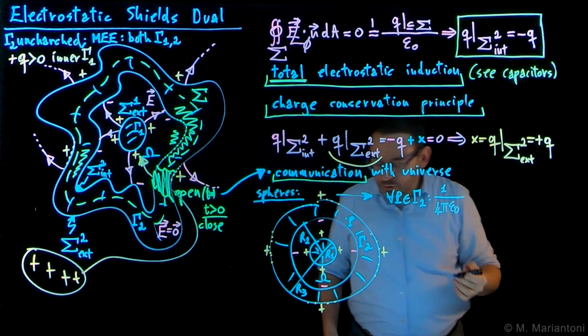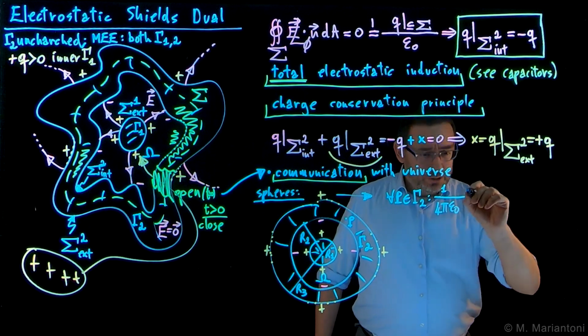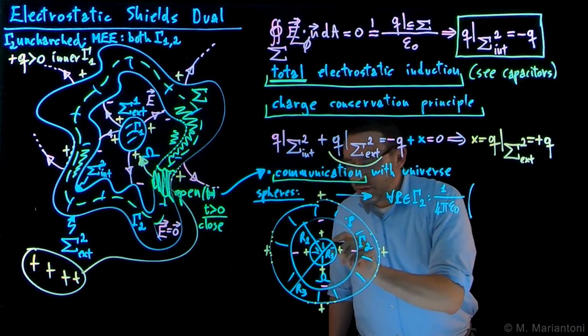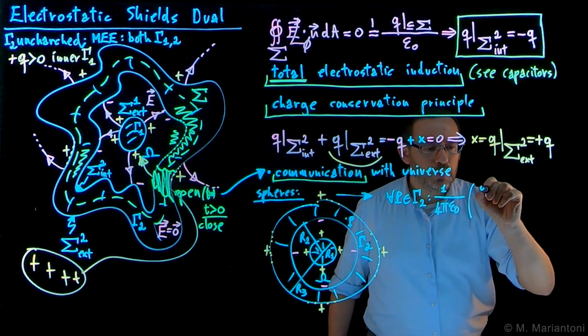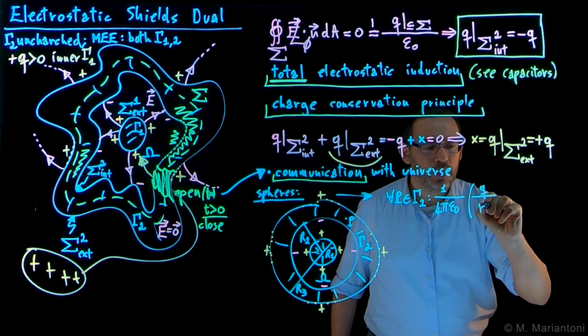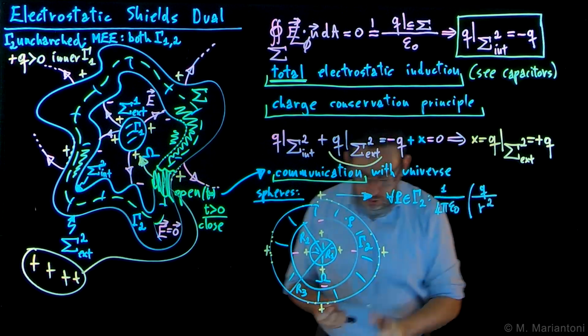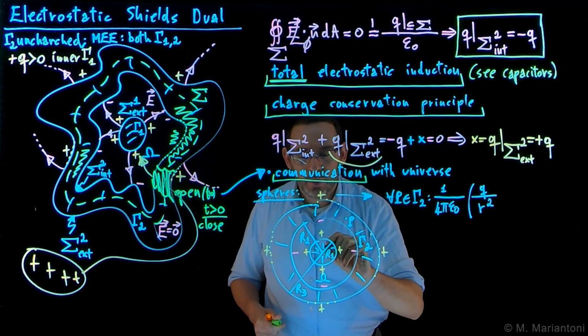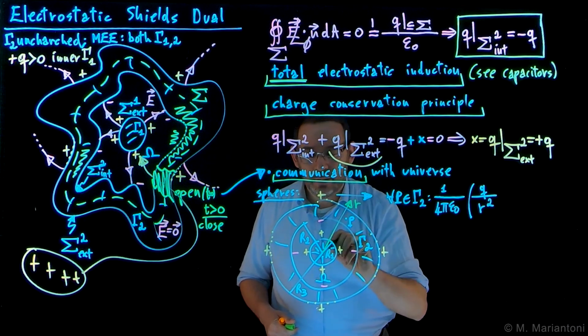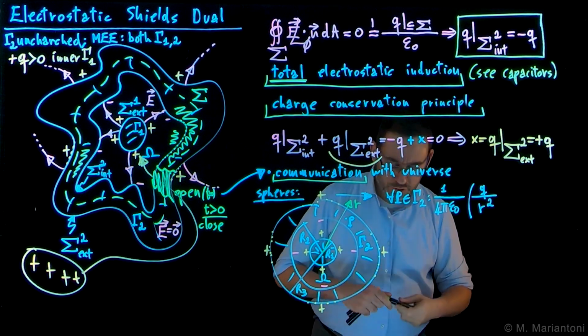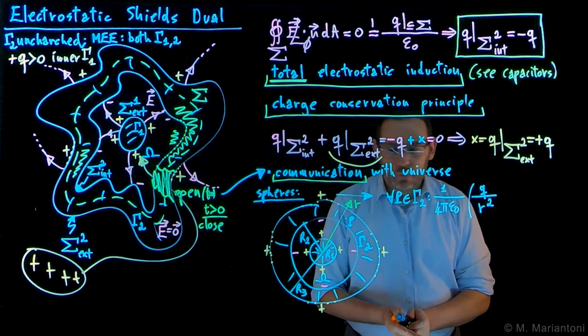We can calculate the electrostatic field or potential, let's do the field. So this has to be the total charge within the inner sphere, which is Q plus Q, divided by R squared, where we have chosen, as always, a spherical coordinate system, where this one is R, and this is the origin of this system. Great.